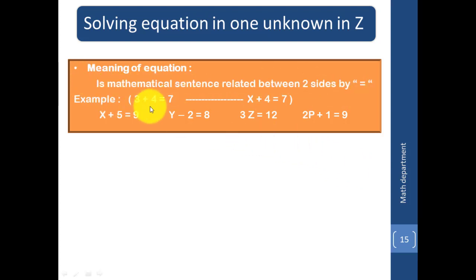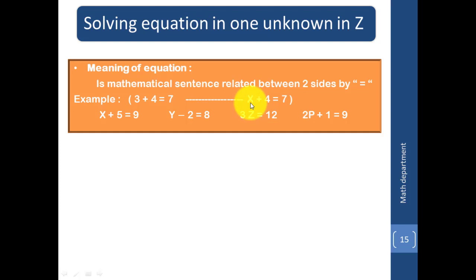For example, when we say 3 plus 4 equal 7, we have two sides, left hand side and right hand side. The value of the left hand side, 3 plus 4, equals 7, and the right hand side equals 7, so the two sides are equal. If I want to write it as an equation, we write any letter instead of a number, like this. When we say x plus 4 equal 7, what's the meaning of x?